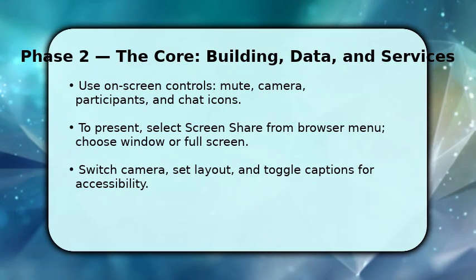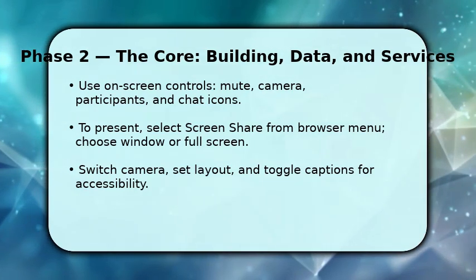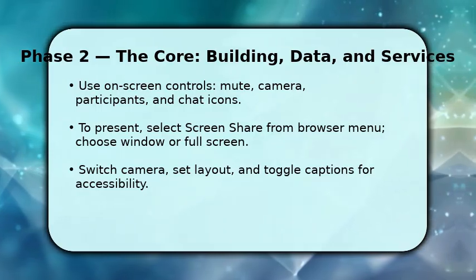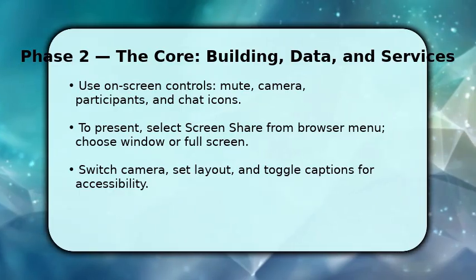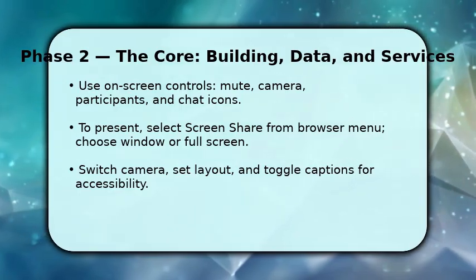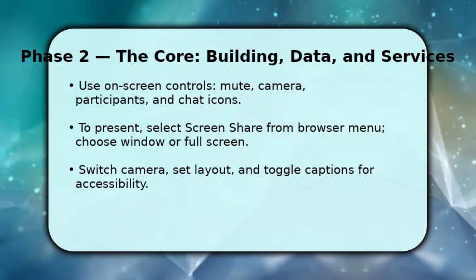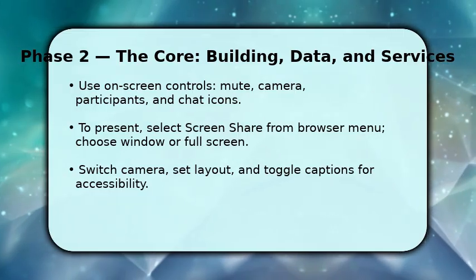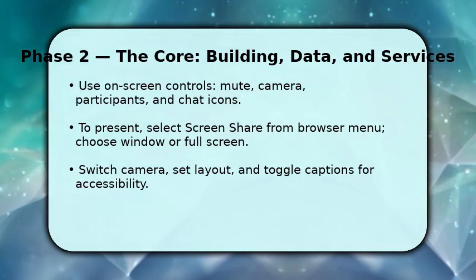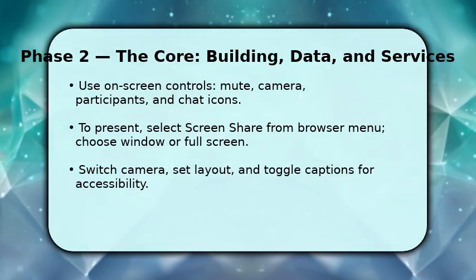Once in the meeting, you control audio, video, and participants from the toolbar. Tap Mute or Camera to change your presence. To present, open the browser menu and pick Screen Share or Share Screen. Then confirm whether to share the full screen or an app window. You can switch front to rear camera for different views, change the video layout for more participants, and enable captions if you need live text. These steps let you run a complete meeting without Google Play services.